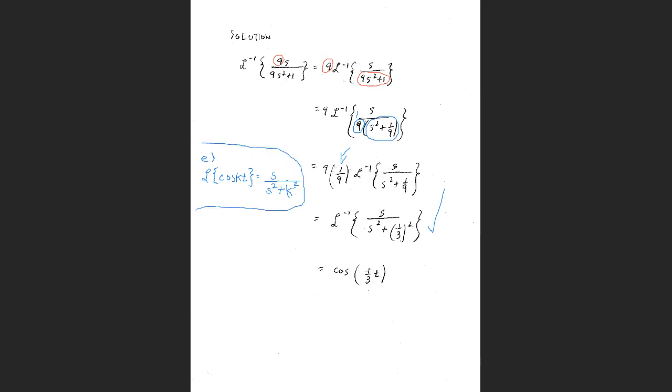And so what's k equal to for our problem? A third. Good. That's right, Matthew. And so this is our final answer. The inverse Laplace transform of the function 9s over 9s squared plus 1 will equal cosine of 1/3 t.